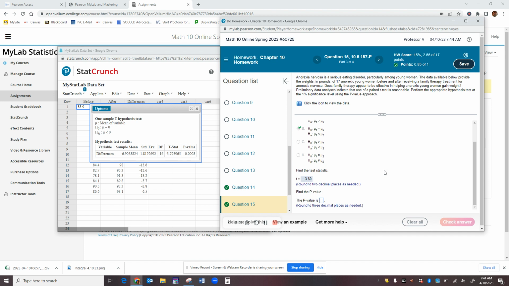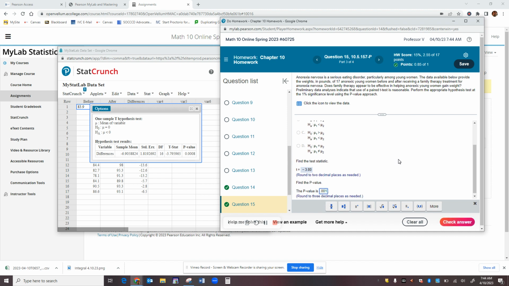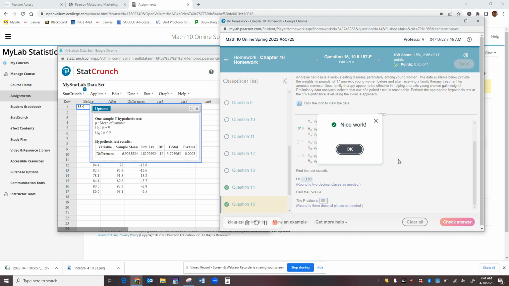Okay, good. I was nervous for a hot second. Round to 3 decimal places: 0.001, right? The 8 is going to round it up to a 1. 0.001. Yes, we are so good.